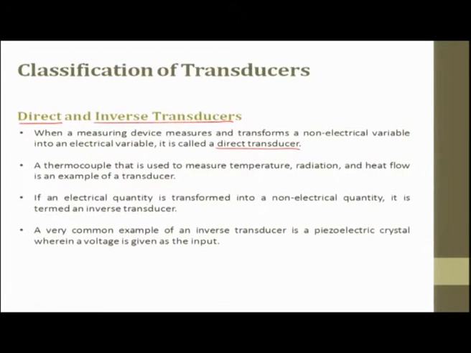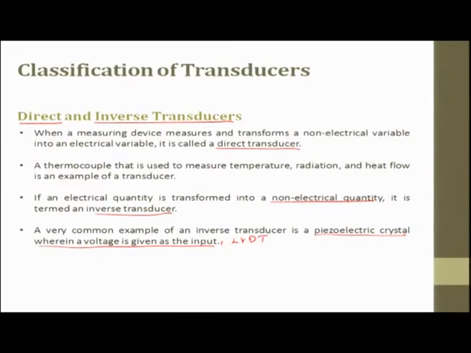If the electrical quantity is transformed into a non-electrical quantity, it is called an inverse transducer. Suppose I apply a voltage and I want an LVDT to move, so the displacement is generated by the LVDT: the iron core between the primary and the secondary coil moves. That is called inverse type. A very common example of an inverse transducer is a piezo crystal, wherein voltage is given as the input and displacement is taken as the output. So, LVDT can be one, and piezo crystal can also be one.